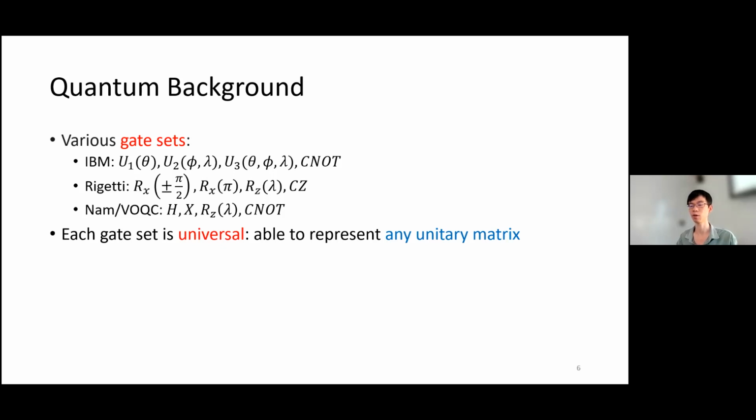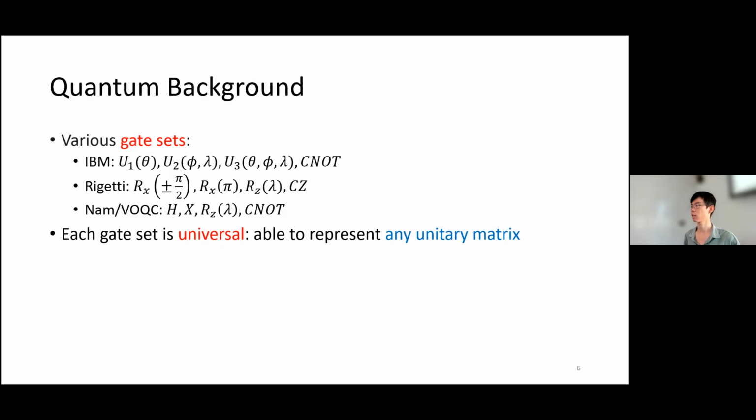And Nam and Vollk are 2 recent papers. They use another gate set, which is H, X, Rz, and CNOT. And actually, all of these gate sets are universal. That is, take any unitary matrix, and you are able to represent it in this gate set.